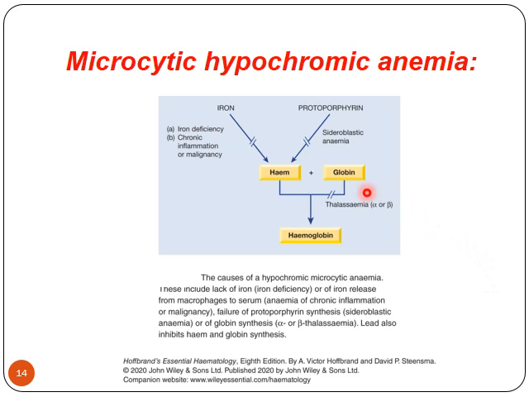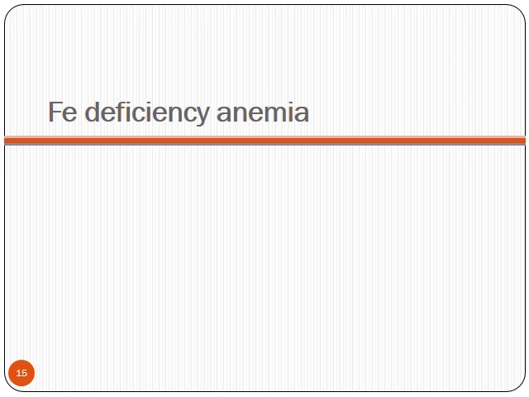So either we have a defect in the iron, leading to iron deficiency anemia due to the lack of iron being provided to the bone marrow, or there is failure of release of the iron from the macrophage, leading to a decrease in the iron in the heme component, or we have a defect in the porphyrin synthesis, which results in sideroblastic anemia, or in the globin synthesis leading to thalassemia. These are the causes of microcytic anemia.